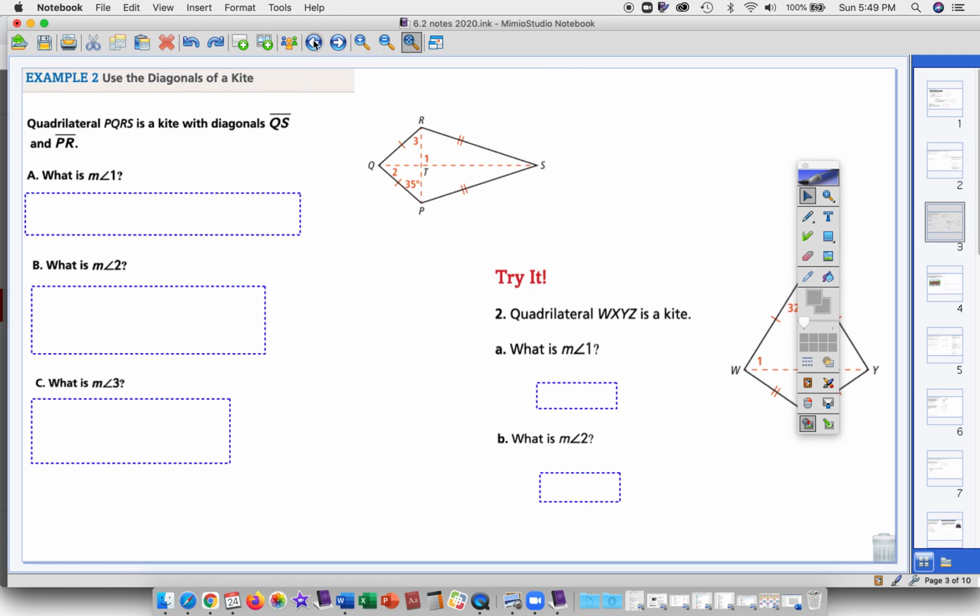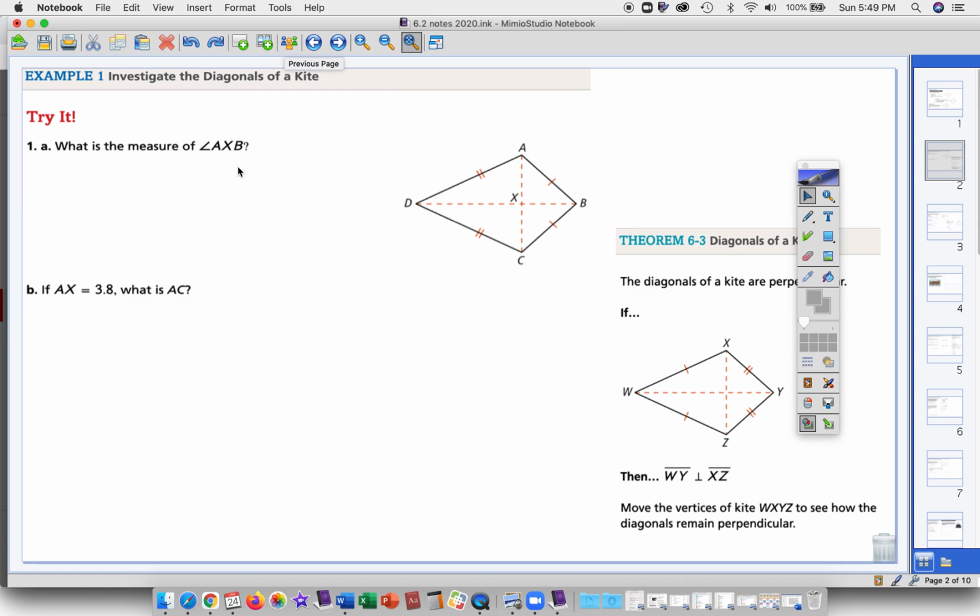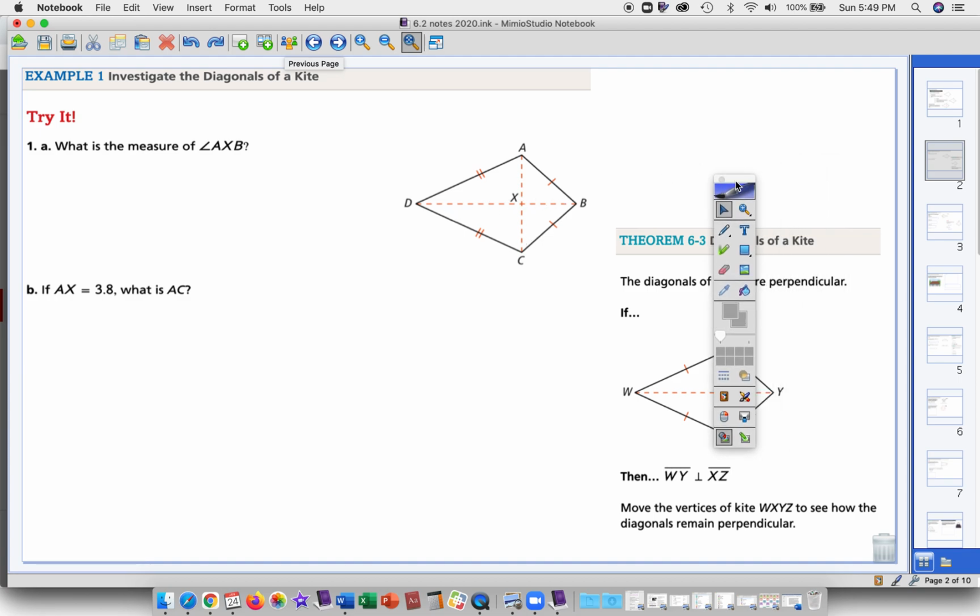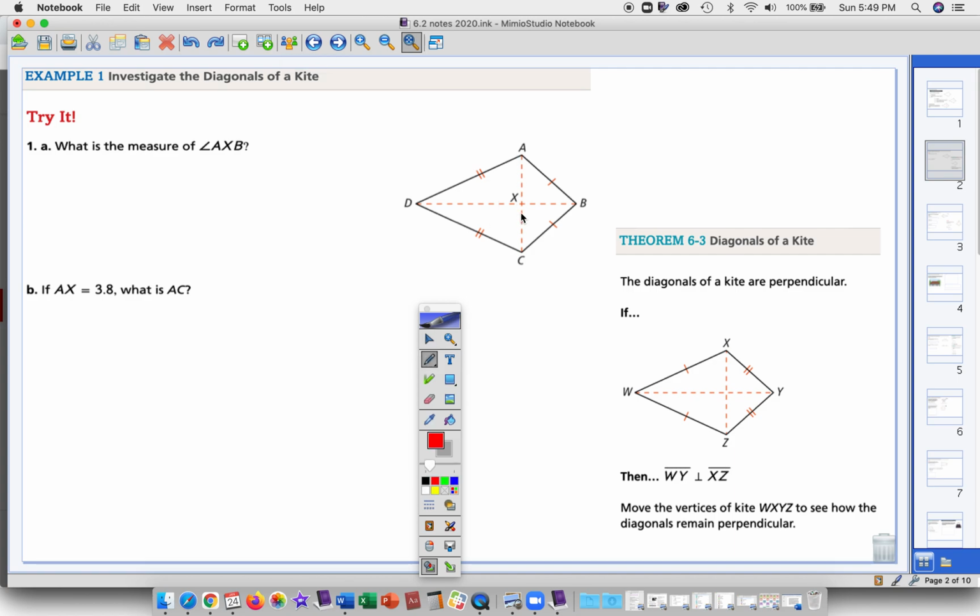In example 1, we're asked what is the measure of angle AXB? Again, these diagonals are perpendicular to each other, so we know that the measures of the angles at point X are 90 degrees. If AX is equal to 3.8, what is AC? Again, we know that BD is the perpendicular bisector of AC, so if AX is equal to 3.8, AC is equal to 3.8 times 2, which gives us 7.6.